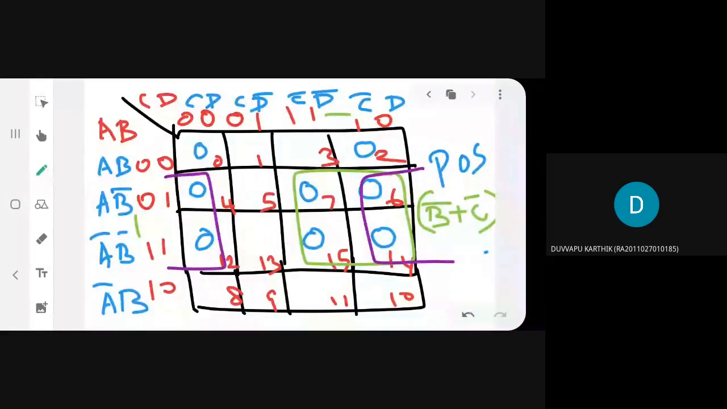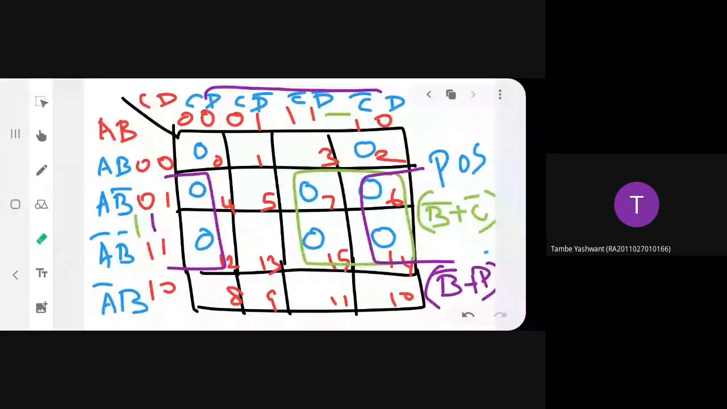So what will be the equivalent for the purple grouping? Between these two, the common is B bar, B complement. And between these two, the common point is again D. Okay, so B complement plus D. That is the second grouping I have done. So any other possible grouping?